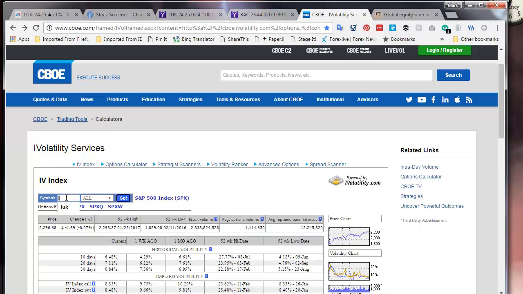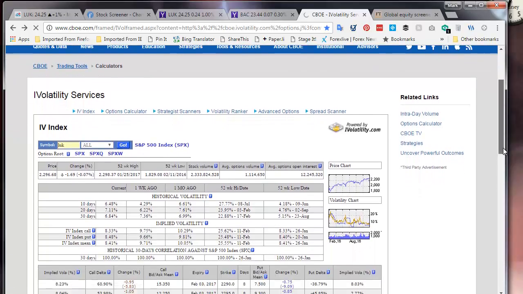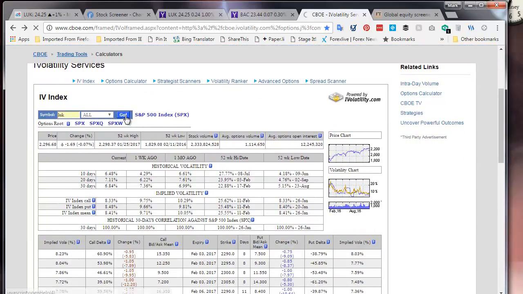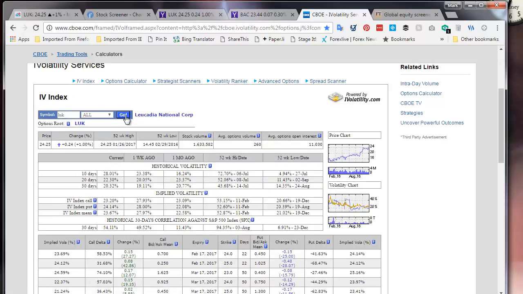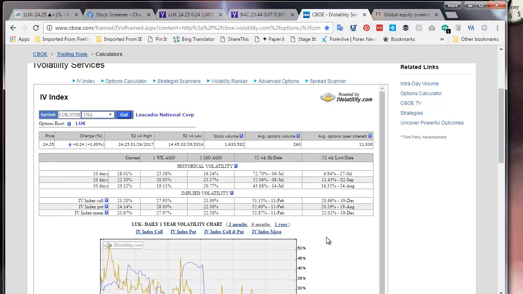I'm basically going to type in the Leucadia stock code in here, hit go, and it will calculate the implied volatility for me. It's taking its time to do that. It has now done it there. I can see Leucadia National Corp. So it's giving me data on historical volatility and implied volatility. One can try to read the table, but I'm just much more skilled at reading charts.